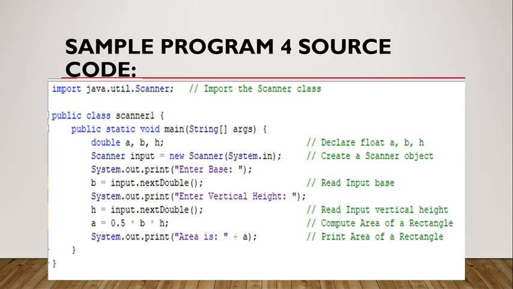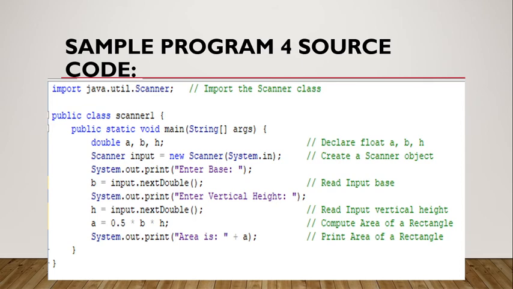Sample program 4 source code. Float and double function in the same way in all programming languages. What is the difference between float and double variables in Java? Though both float and double data types are used to represent floating point numbers in Java, a double data type is more precise than float. A double variable can provide precision up to 15 to 16 decimal points, as compared to float precision of 6 to 7 decimal digits. So in this program we use the float.